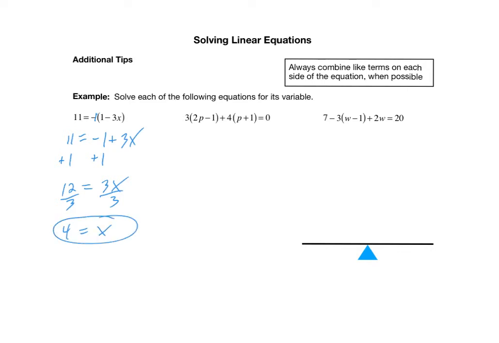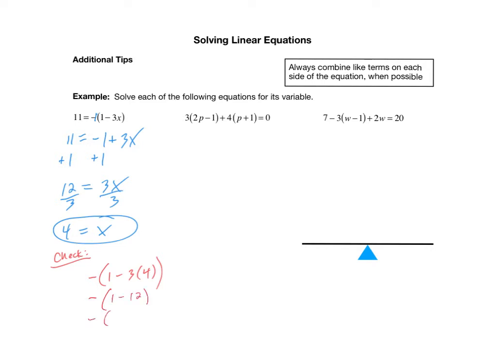That is our solution. And again, to know if we did this right, we should be able to plug this 4 back in for x in the equation and see if we get a true statement. So let's just do a quick check. If we plug in 4 over here, we'd have the opposite of the quantity 1 minus 3 times 4 for x. Now, if we do this arithmetic, we've got the opposite of 1 minus 12.